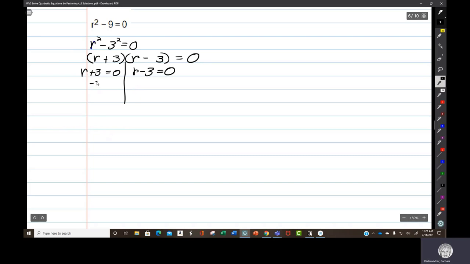Now over here, I subtract 3 from both sides of the equation so that I have r equals negative 3. And I add 3 to both sides of the equation. Negative 3 plus 3 is 0. So I have r equals positive 3. And so in the answer box, I would write negative 3 and positive 3.